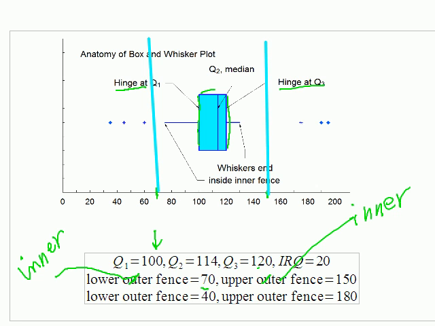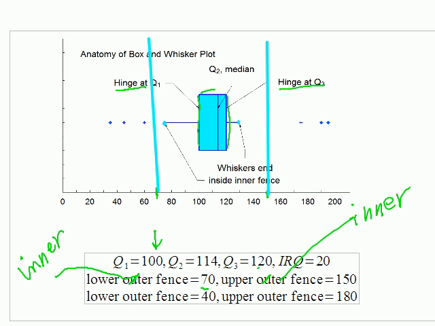So here's the inner fence. You can see this must have been the smallest data value that was inside of the inner fence, and here must be the biggest one. Here's the smallest data value that was within the inner fence looking to the south side of it. Okay, where's the outer fence?